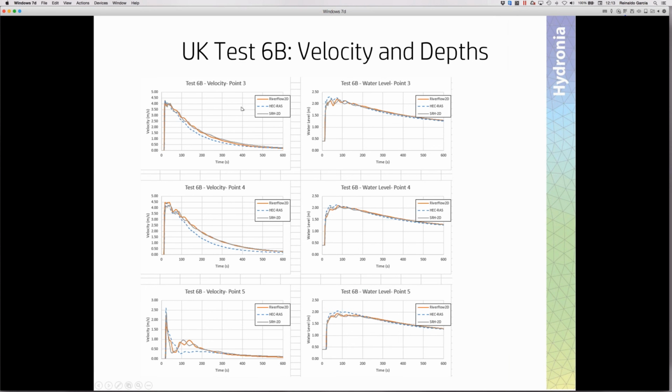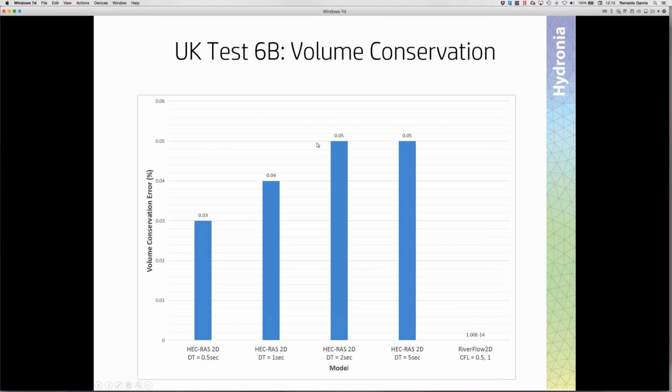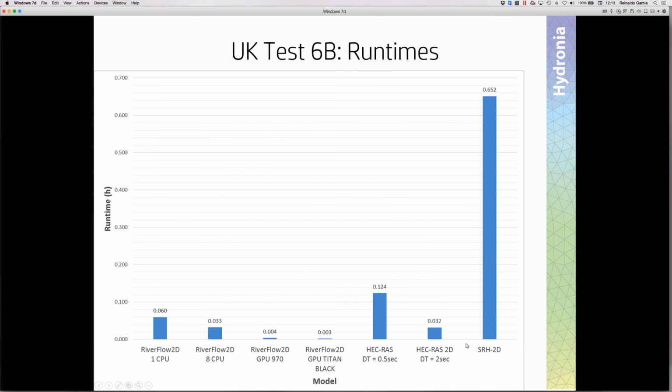Now, again here, you can see that the models in some cases provide similar results, particularly RiverFlow2D and SRH-2D. HEC-RAS still behaves a little weird in some situations that can vary significantly with the time step. And I will talk about that more in a minute. Now, the volume conservation again in HEC-RAS has these values, and it varies a bit with the time step. And RiverFlow2D volume conservation is still very low.